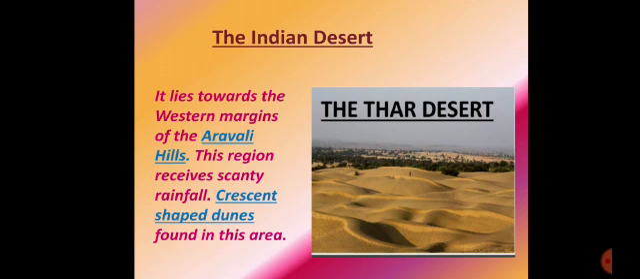The Great Indian Desert, also known as the Thar Desert, lies towards the western margins of the Aravalli Hills, and this region receives scanty rainfall. U-shaped sand dunes are also found in this region. It has an arid climate and low vegetation cover.